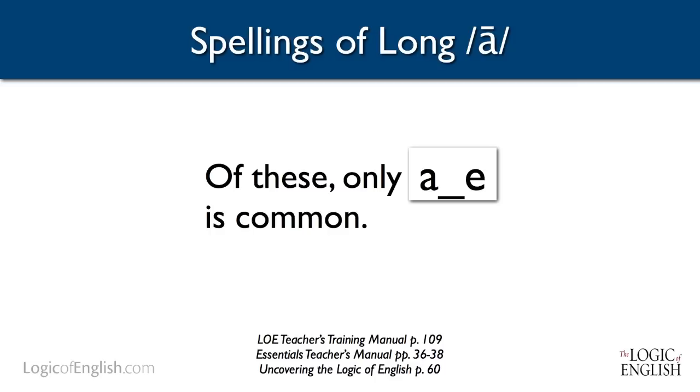In fact, if you want to see a list of all the words that use those spellings, you can look in the appendix of Uncovering the Logic of English. It's also included on our fold-out reference chart, but you can list them all in a very short time. The only one that's common is A with a silent final E. And you'll notice this is a long A sound in the middle of the syllable. So now we've discovered that there's really only two spellings of the long A sound where we're going to need to memorize. It's going to be AI, or is it A with a silent E?